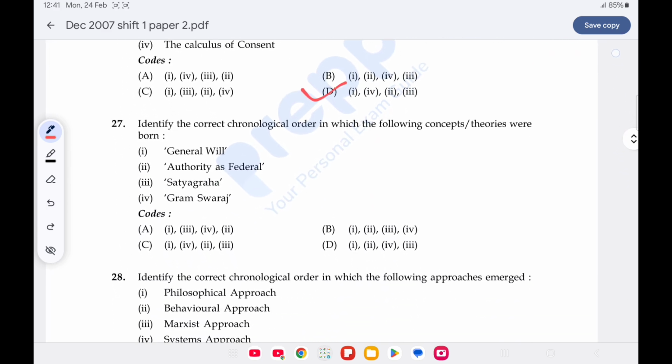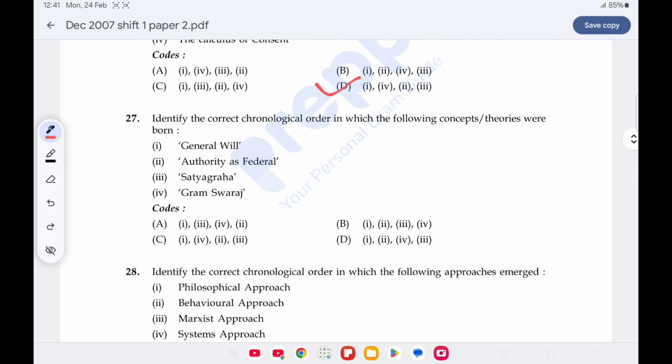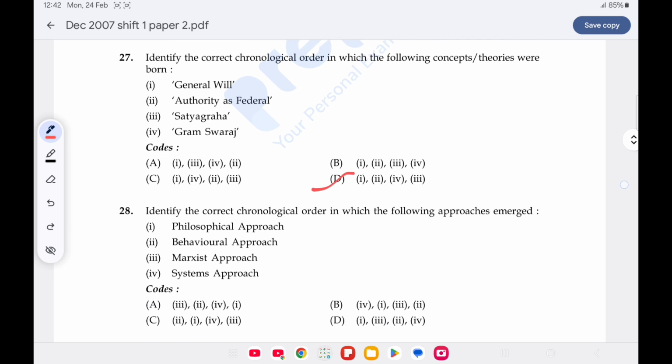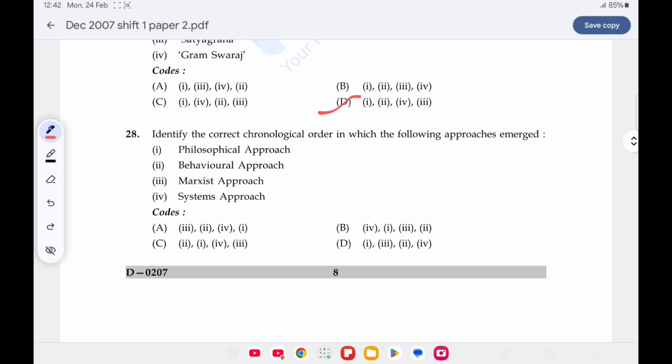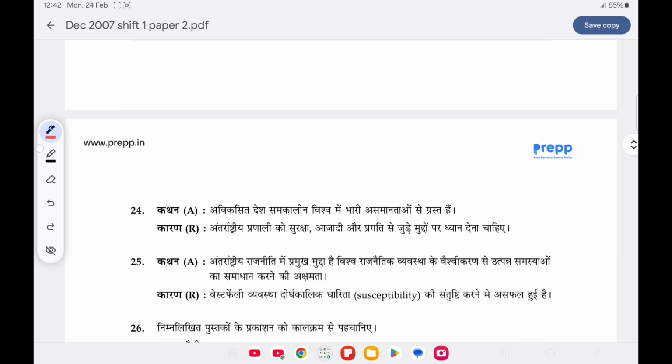Now question number 27. Identify the correct chronological order in which the following concept or theories were born. Option D is correct. General will, authority as federal, Gram Swaraj, and the last is Satyagraha. Now question number 28. Identify the correct chronological order in which the following approaches emerged. Option A is correct. Marxist approach, then behavioral approach, then system approach, and the last is philosophical approach. Now move on to question number 29.